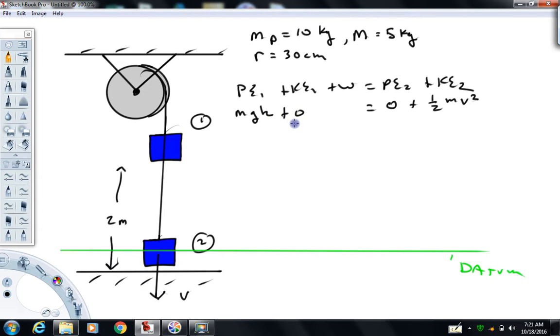System starts from rest. No external force is acting on the system. Now again, this is a consequence of how I'm defining the system.